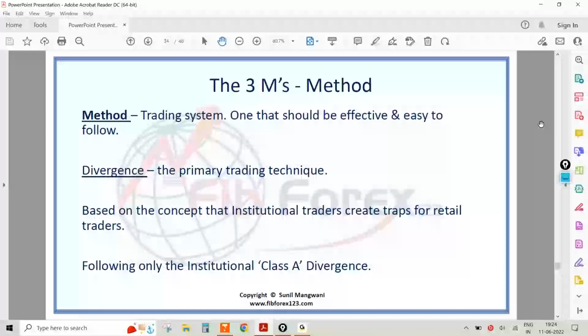There are different classes of divergence which most traders are not aware of. There's a class A, there's a class B, and there's a class C. All three of them are not effective. It's only the class A which is one of the most effective ones, which has a high probability. And we identify those properly and trade those.